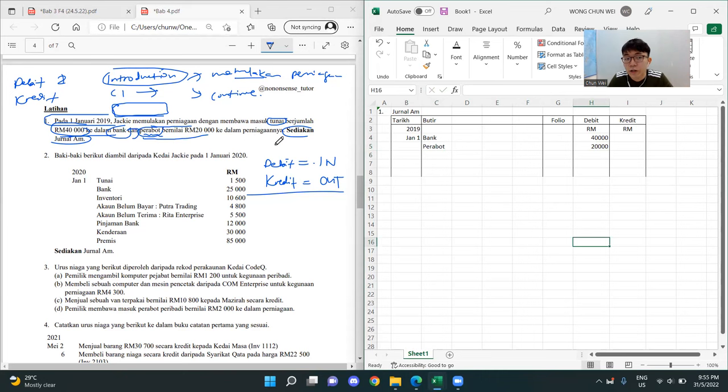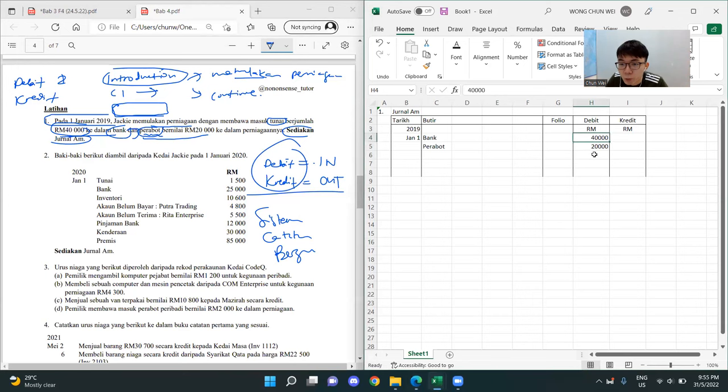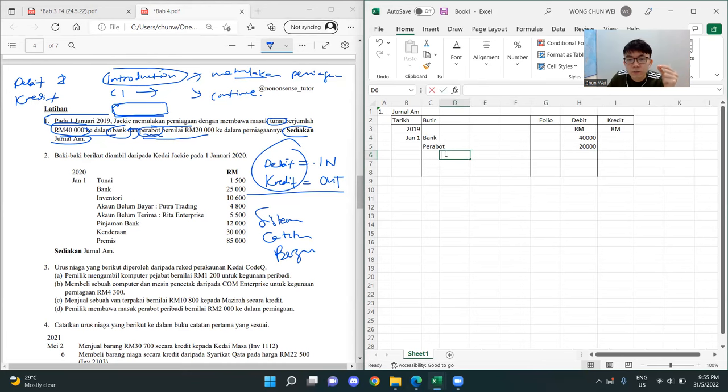So that's all, right? But in accounting, when we have debit, there must be credit as well. This is what we call system catatan buku. Whenever there's debit, there must be credit. Whenever there's a credit, there must be debit. Therefore, here we only got debit. What about credit? Meaning there's something missing out here. So that thing is actually your modal. And your modal must be credit.